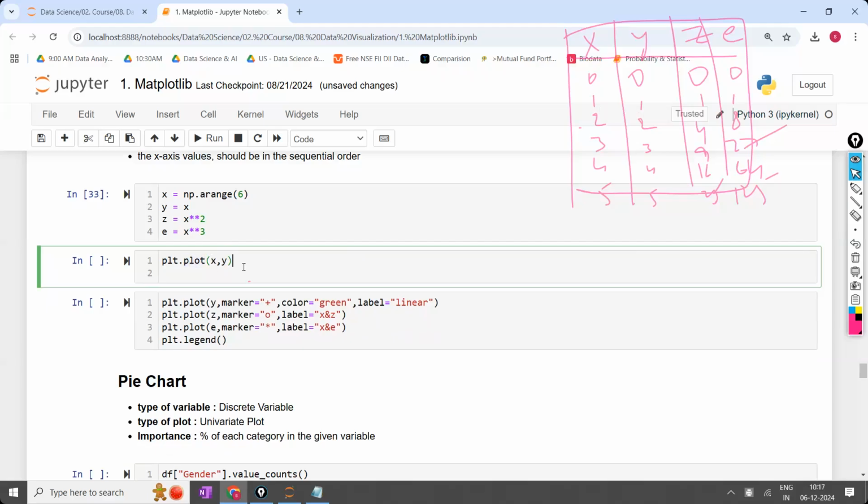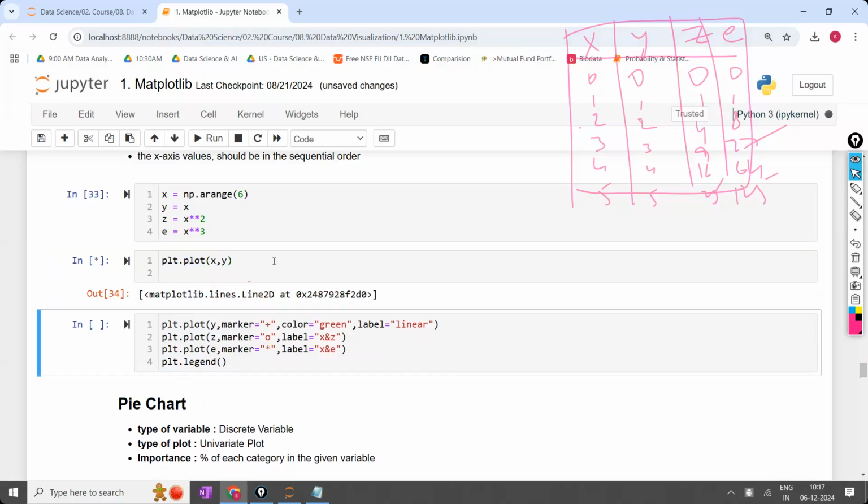So plt dot plot on x comma y. What is x comma y? These two columns. I'm applying the line plot, that is 0 comma 0, 1 comma 1, 2 comma 2, 3 comma 3, 4 comma 4 and 5 comma 5. You are going to get a line plot like this.